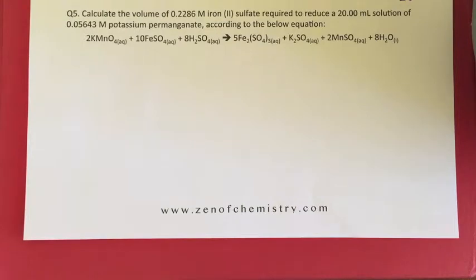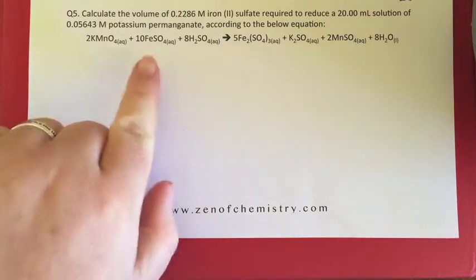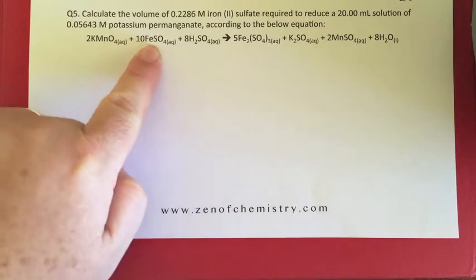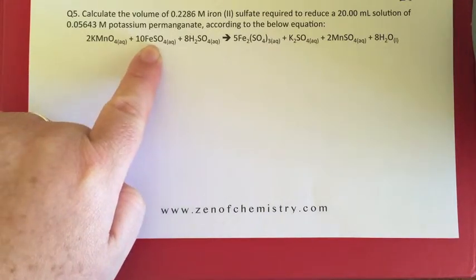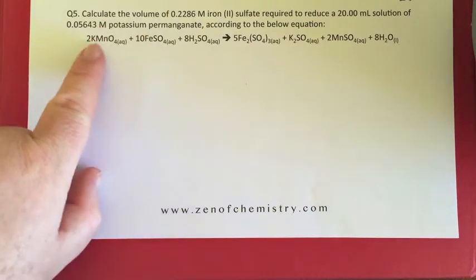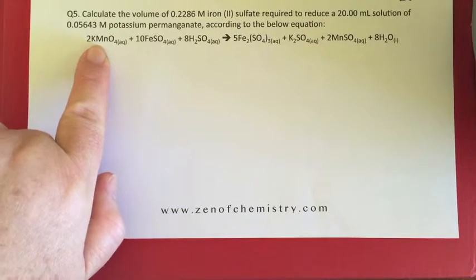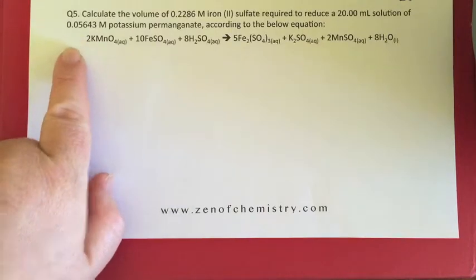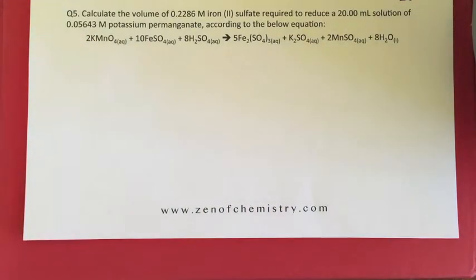Question 5. Calculate the volume of 0.2286 molar iron 2 sulfate, which is this one here, required to reduce a 20 ml solution of 0.05643 potassium permanganate. That's this one here, according to the below equation. And it's a big long-winded equation, okay, but it's already balanced, so that's nice and handy.